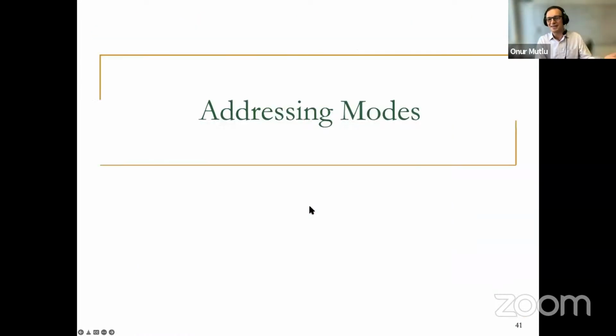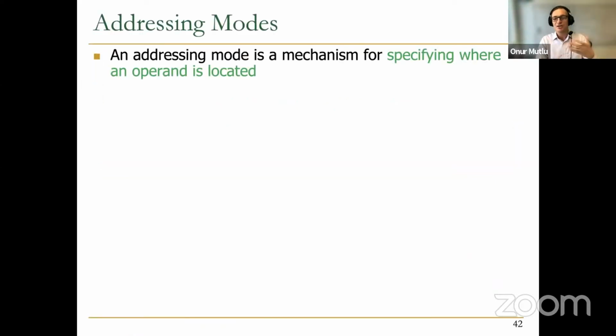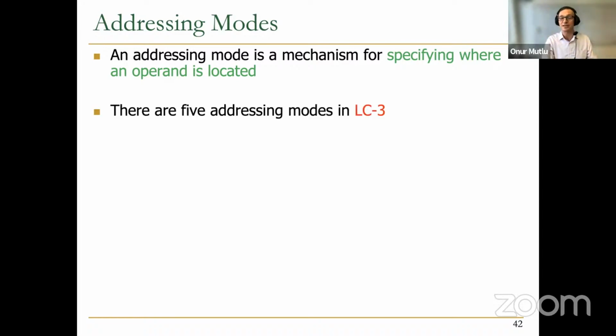Okay, so this is fun. Keep that in mind. Let me talk about addressing modes, and then we'll take a break. We started a bit late, so sorry about that. So addressing mode, as we discussed earlier, is a mechanism for specifying where an operand is located. Basically, how do you calculate the address to get to the operand?